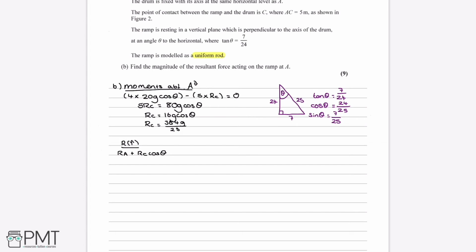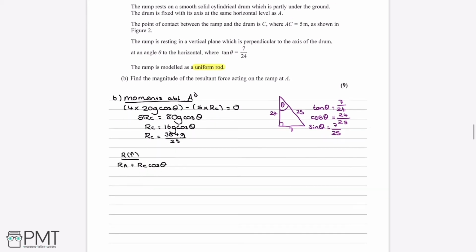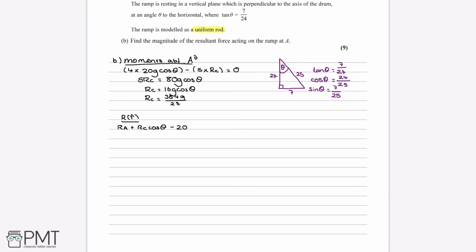And now we know the things that are acting downwards, opposite to this. There's only one, and it is the weight here, which is 20g. So we can take 20g away for the net force. And now this is based off the equation F equals ma. But because we know this whole system is in equilibrium, we know that acceleration is 0, and therefore this is equal to 0. And now we can do this calculation because we know what RC is, as we've just worked out to be 384g over 25. And we know what cos theta is, as it's 24 over 25.